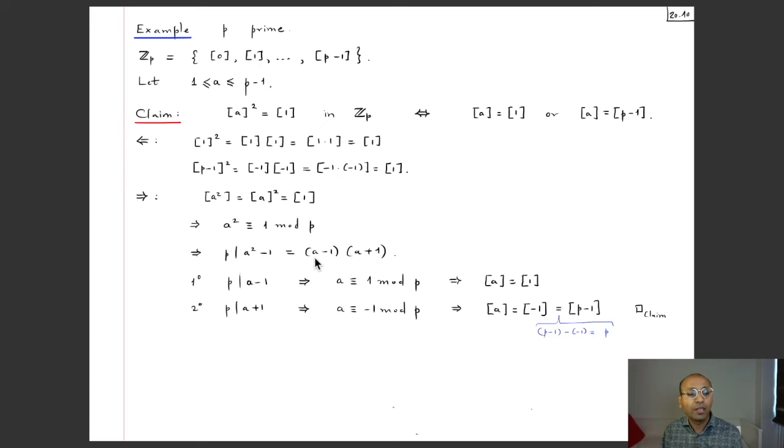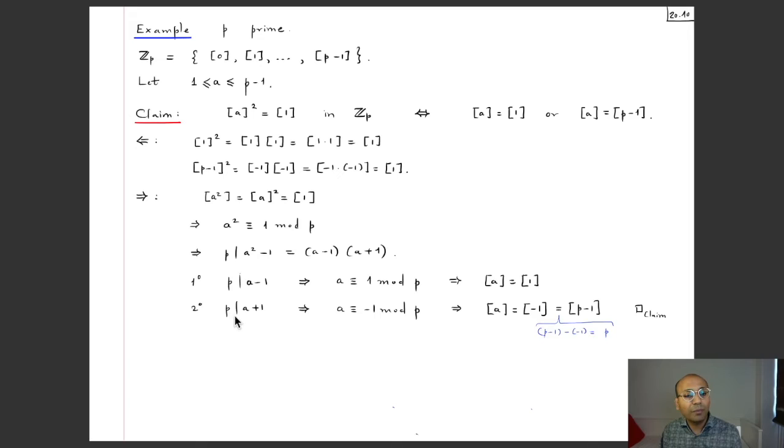So in the case when P divides A minus 1, this is the same as saying that A is congruent to 1 mod P. After all, what does this mean? This means that P divides A minus 1, which we have. So you have this. And now since A is related to 1, it follows that their equivalence classes are the same. So the equivalence class containing A is the same as the equivalence class containing 1. So then we have this.